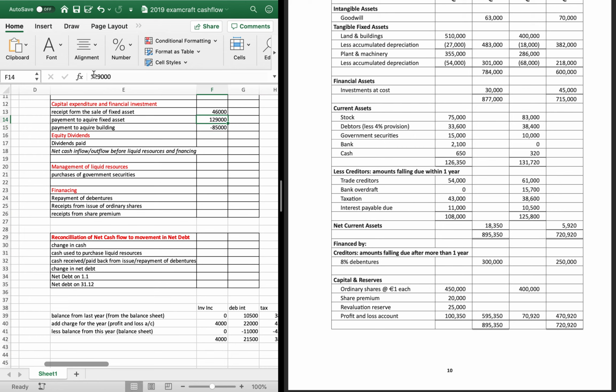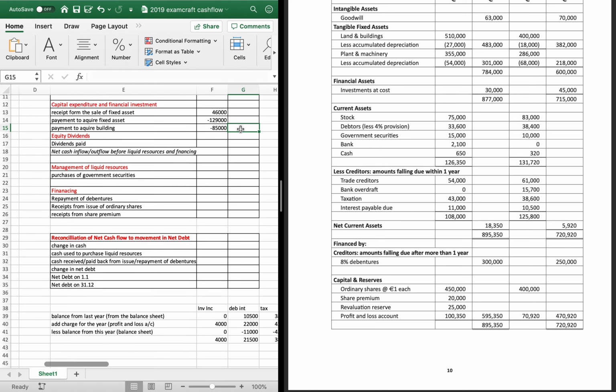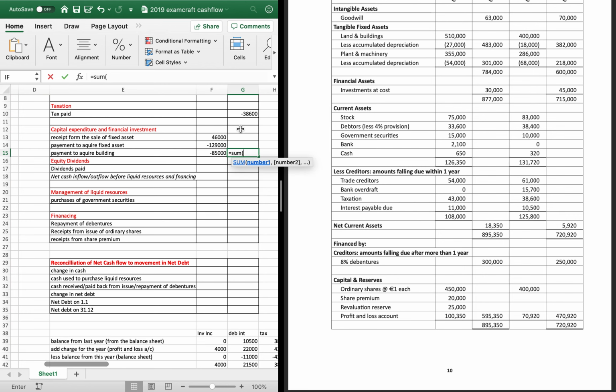So it's minus 129 at the payments to acquire. So all payments are minuses. So the only thing that was new in that is to remember to take off the revaluation of the land. I won't know if it's right until the very end.